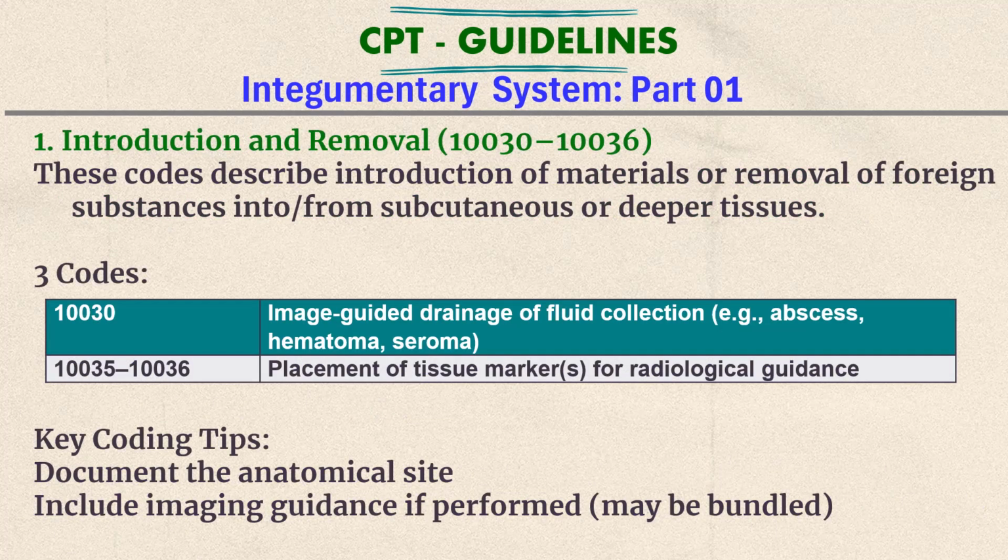Okay, let's come to the first part of the integumentary system, that is introduction and removal, 10,030 to 36. These codes describe introduction of materials or removal of foreign substances into or from deeper tissues. So there are three codes. 10,030 is for image guided drainage of fluid collection such as abscess, hematoma, and seroma. 10,035 to 36, placement of tissue markers for radiological guidance. So the key coding tips are here. Document the anatomical side. Include the imaging guidance if performed, as it may be bundled. So no need to code them separately, it can be bundled.